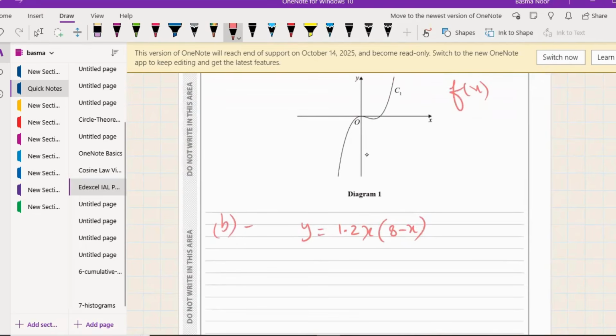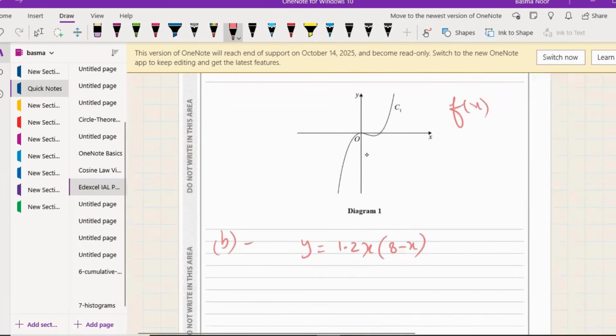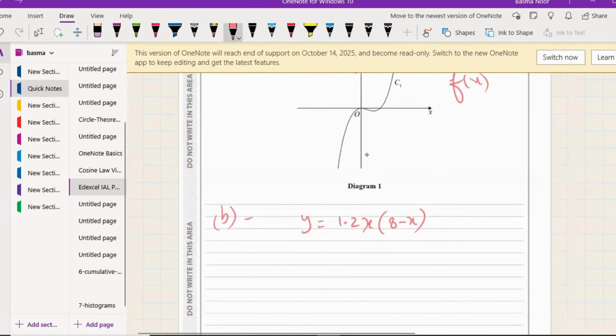Since the vertex is not specified here and we are not given any points, the vertex won't be needed, but we can still at least have an idea. To find the x-intercepts, I replace y equals 0. You put both of the factors equal to 0 one by one, and you get x equals 0 from the first one and x equals 8 from the second one.